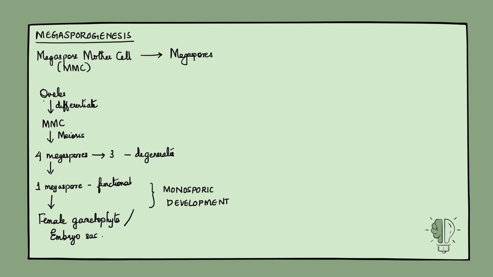So we've learned that the ovules in the ovary differentiate to form the megaspore mother cell, which undergoes meiosis to form 4 megaspores, out of which 3 degenerate and 1 remains functional. And this functional megaspore then finally develops into female gametophyte or embryo sac, and this development is called monosporic development. All right. Now let us see in detail how a functional megaspore develops into a female gametophyte or an embryo sac.